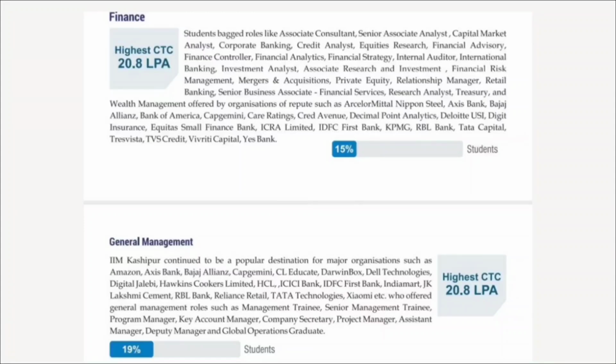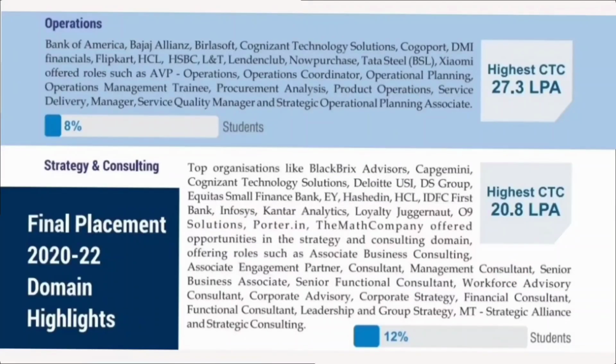And if we consider the roles offered in general management, they are management trainee, senior management trainee, program manager, key account manager, company secretary, project manager, assistant manager, deputy manager, and global operations graduate. Then coming to the next domain, which is operations. 8% of students were placed in the operations domain, and the highest CTC offered for this domain is nearly up to 27.3 lakhs per annum.